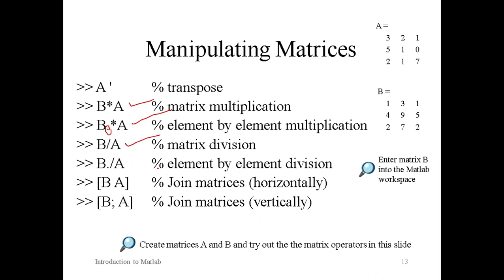Same, to join two matrices horizontally, B into A, and we know that whenever we put a semicolon, it goes to the next row. That is why it joins the matrices vertically. So your task is to enter the matrix B into the MATLAB workspace, also create matrices A and B, and try out the matrix operations in this slide. All these operations we have to do. I will share this presentation so you can easily find this.